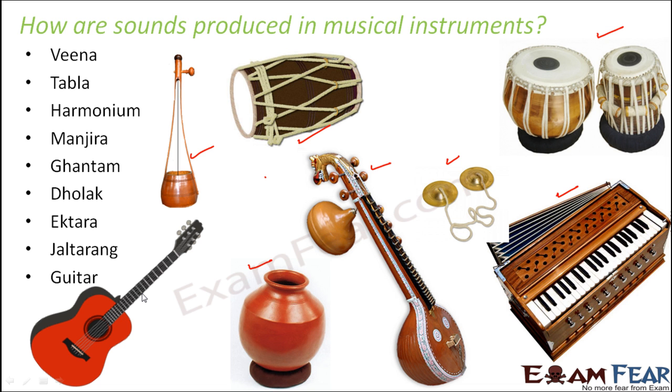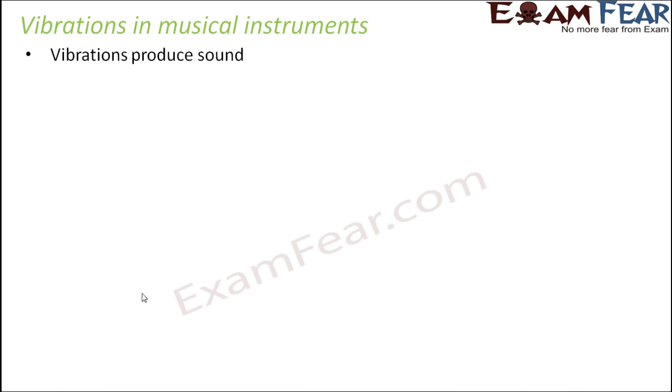But what about these other instruments like the tabla or the dholak or the harmonium? Where is the vibration happening in these instruments? Let us have a look at the vibrating parts of each of these instruments. Every instrument has a part which is capable of vibration and which vibrates, which in turn vibrates the entire instrument, and that produces the sound. So let us look at each of these instruments. As I said, vibrations produce sound.